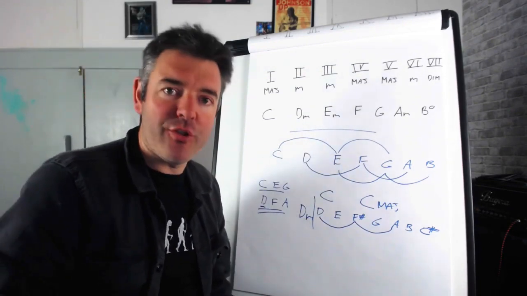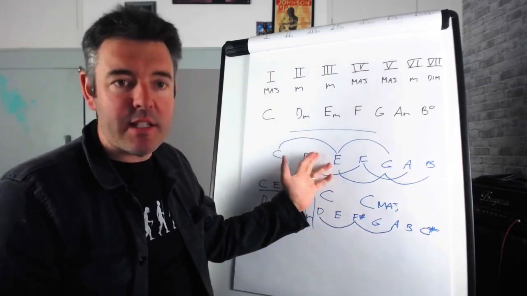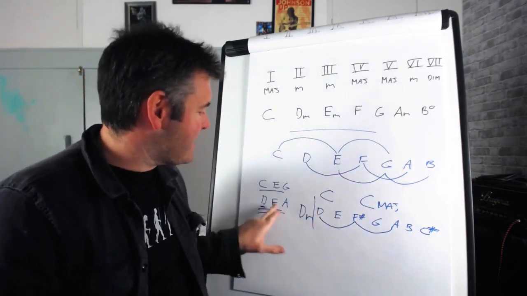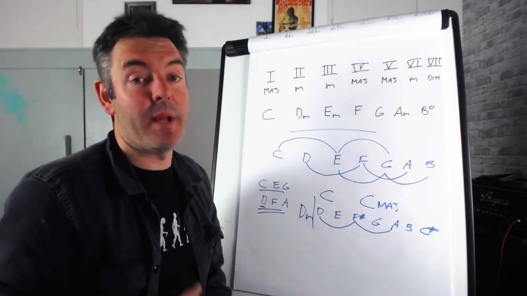Instead we get a minor triad. And that's why. It's just because the F sharp isn't in the C major scale. So the note that makes this D triad major is not in the C major scale at all. So this is why it becomes a minor.